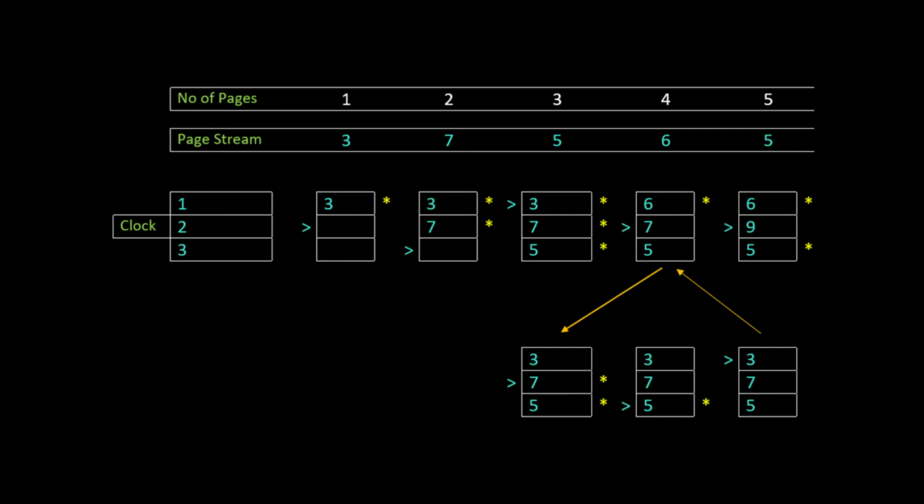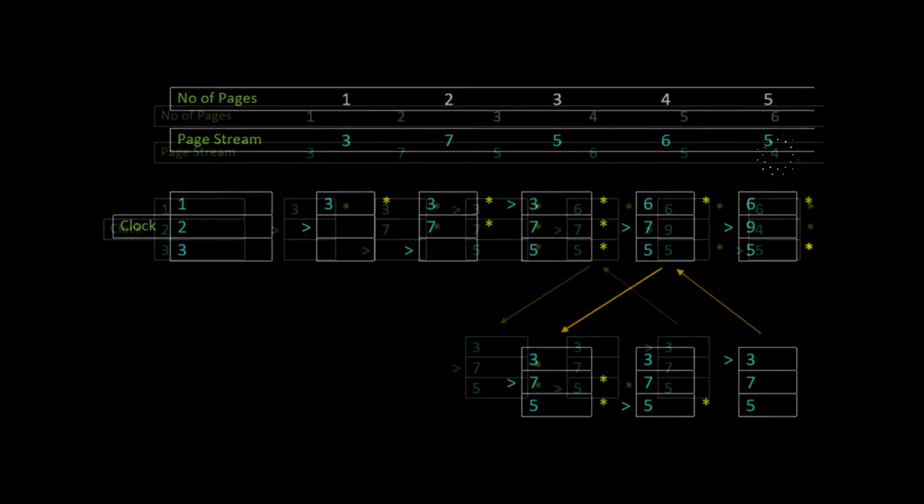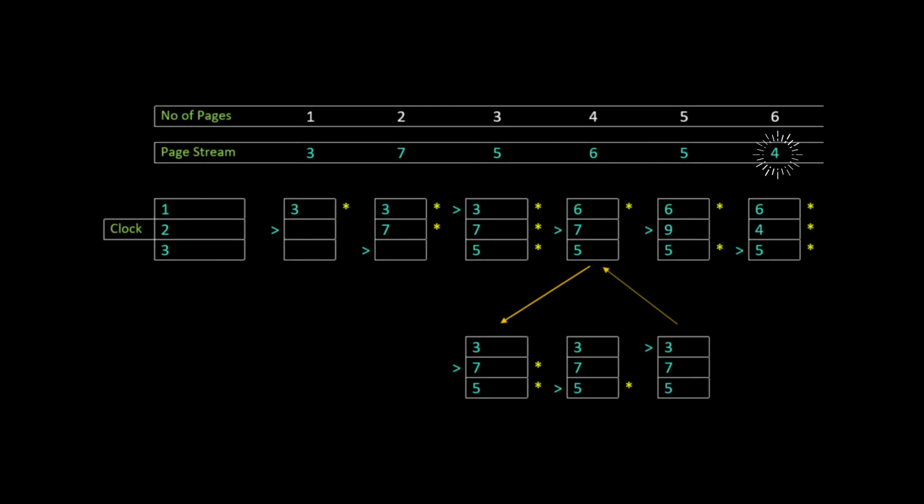Now you notice that on the page stream the next is 5 and the arrow pointer is pointing to 7, but 5 is already in the third frame. So what will happen is 5 will get the use bit again and the arrow pointer will not move. Now we go to number 4. 4 will replace 7 and the use bit is set and the arrow pointer will move to the next frame.